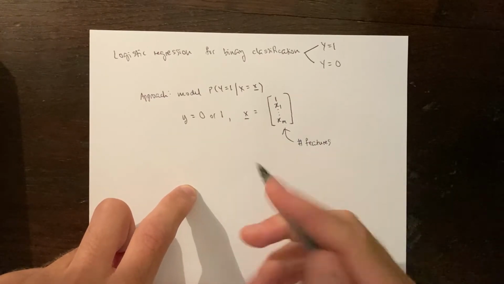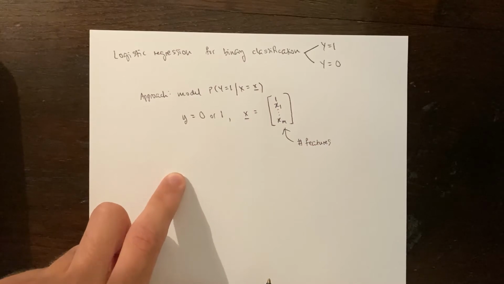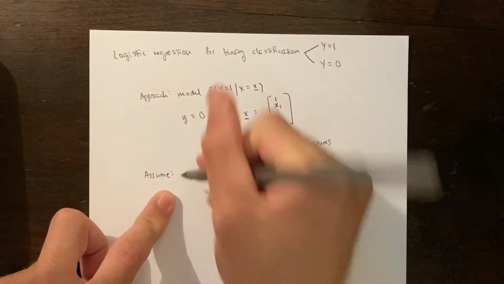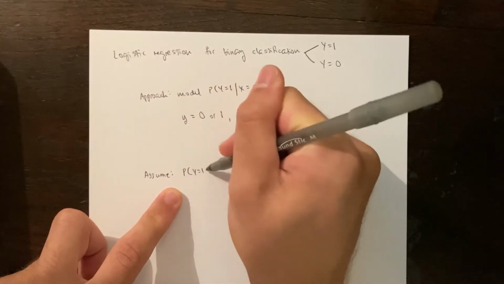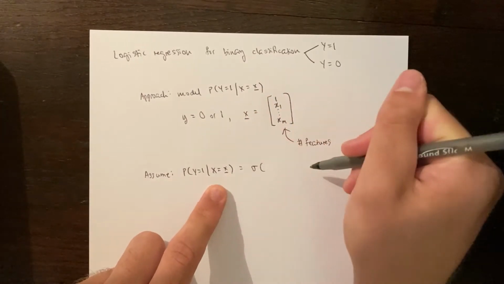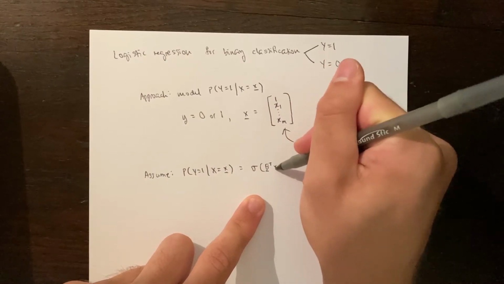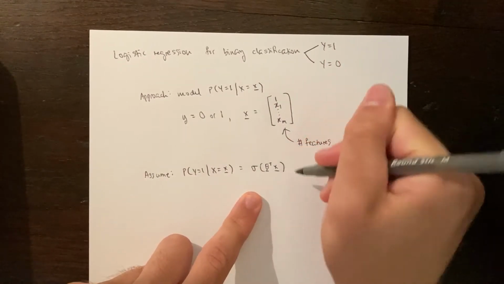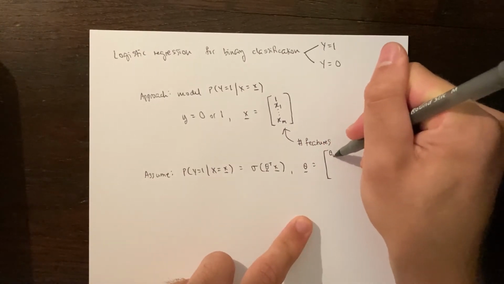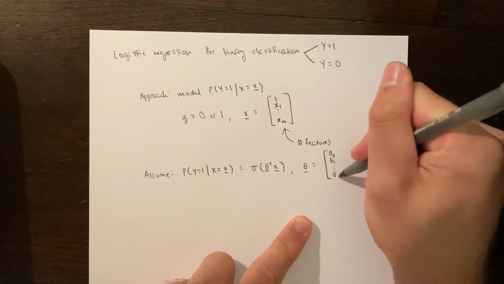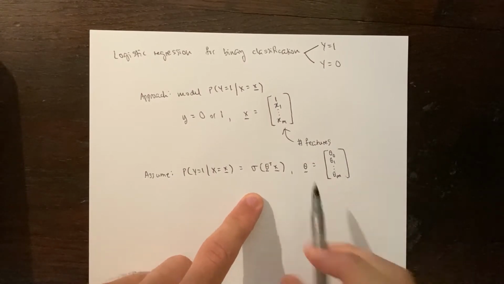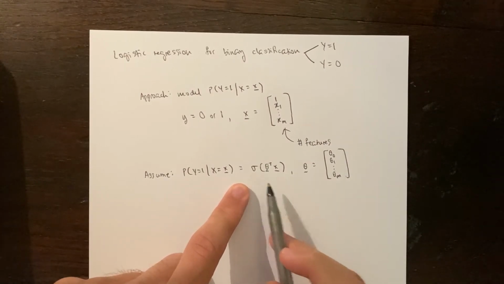Okay, so now we need to decide how to actually model this probability. And we do that by assuming that the probability that y equals 1 given some data point x is equal to sigma of theta transpose times the vector x, where theta is another vector containing the elements theta 0, theta 1, down to theta m. So it's another vector of m plus 1 elements. We'll get back to what this sigma is in a second.